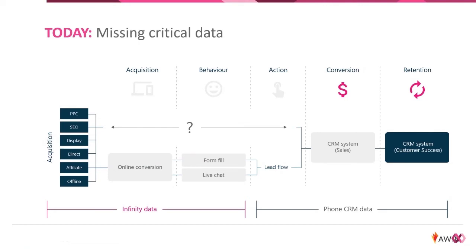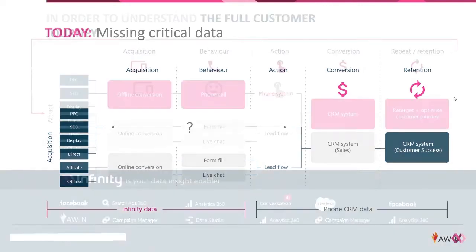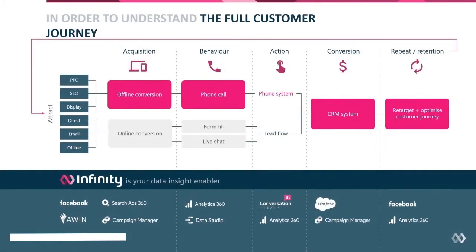And if you jump to the next slide, please, this is the gap that you can see that Infinity plugs there in terms of the phone call. So you've got that offline conversion that is then being passed into all the other acquisition channels. And as you can see down the bottom, there's a few of the different platforms that we send our data into, whether that be the full suite of analytics, whether that be Salesforce, all the Google products, AWIN, Facebook, as I've gone through previously.